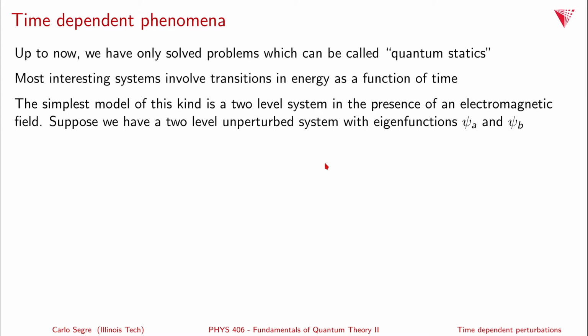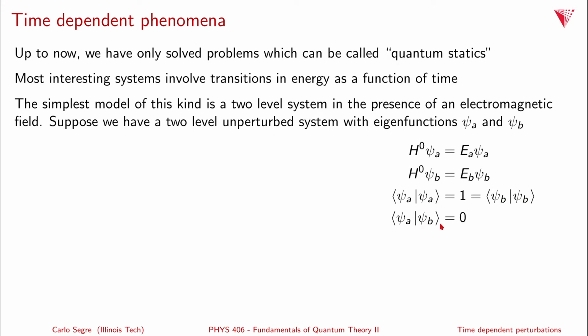So let's imagine that we have a two-level unperturbed system with eigenfunctions psi A and psi B. The eigenvalue equation for psi A is H0, the unperturbed Hamiltonian, applied to psi A is equal to E sub A psi A. Similarly for B, the energy is E sub B. Psi A and psi B are both normalized, and they're orthogonal to each other.